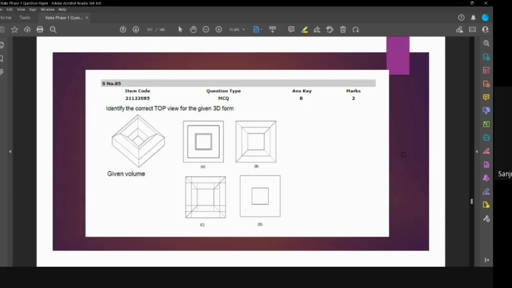Next question. Identify the correct top view for the given 3D form. ഈ തന്നിട്ടുള്ള വോള്യൂമിന്റെ correct top view ഏതാണ്? And 4 options are given. So the correct answer is option B.